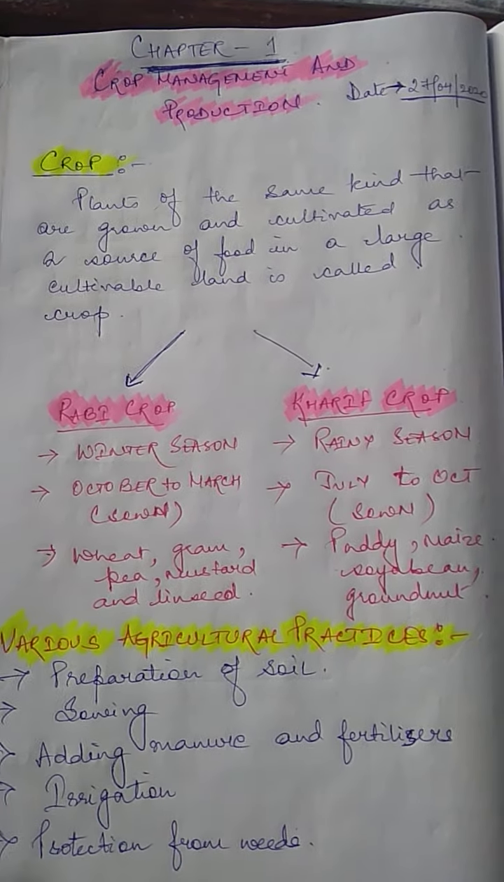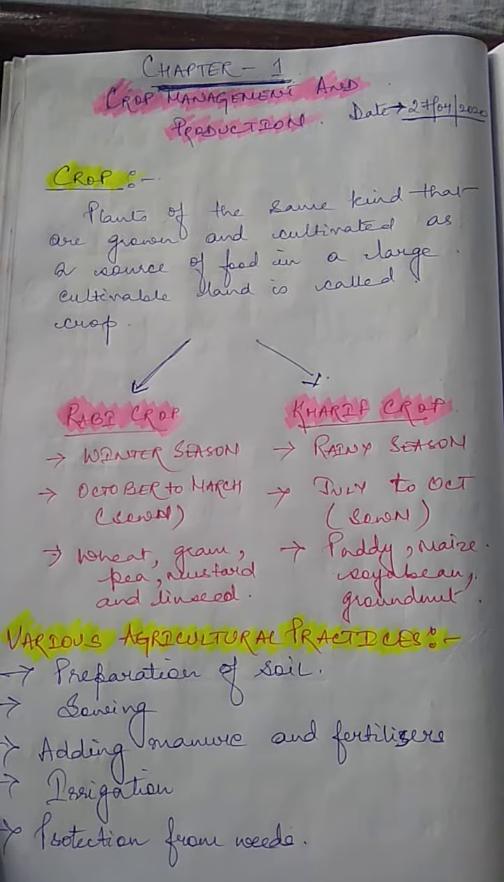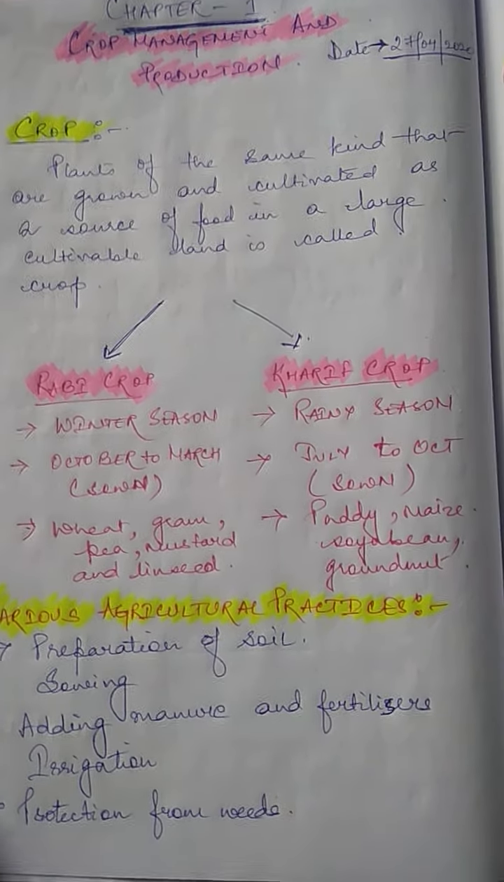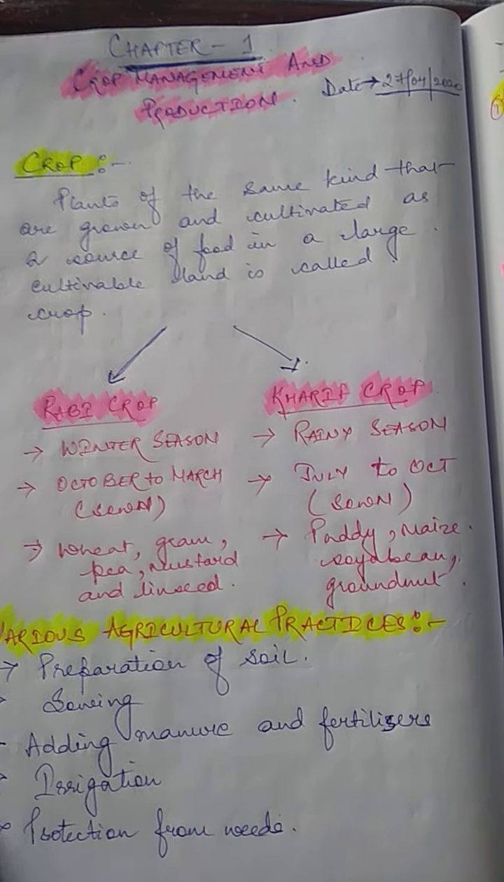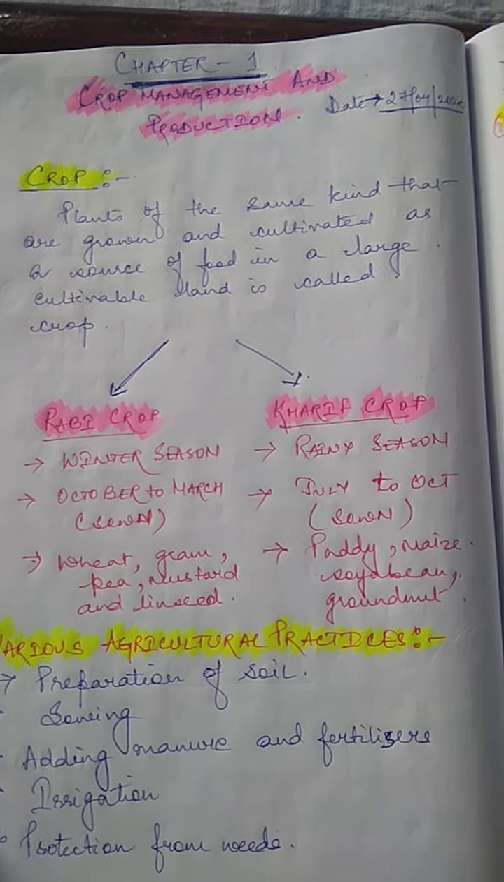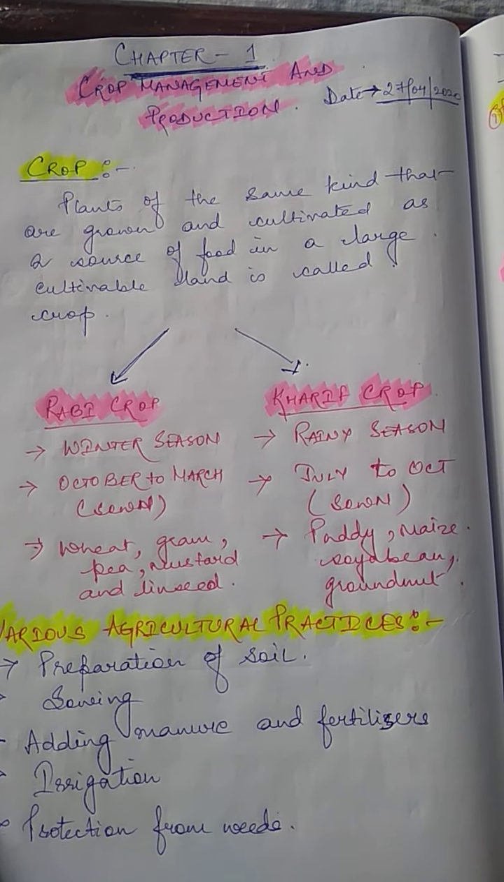We have already done this chapter through study materials and worksheets. This is a small overview of the whole chapter. First, crop management and production deals with how crops are produced and how crops are managed so that they reach us properly and in good form.